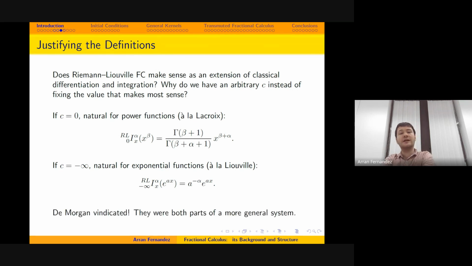And this means that De Morgan, in the end, was right, because Lacroix and Liouville were arguing with each other, but both of their definitions were parts of a more general system, which is what we now call Riemann-Liouville fractional calculus. It was not a collaboration between Riemann and Liouville. It came out actually later than both Riemann and Liouville, but somehow people call it Riemann-Liouville. That's another misnomer in this field. Anyway, this Riemann-Liouville fractional calculus includes both Lacroix's definition and Liouville's definition, and therefore we see why it's important to keep the constant c as arbitrary, instead of saying, here is one fixed choice of c. Well, different choices make sense in different contexts, according to, for example, whether you're interested in Taylor series or Fourier series, Laplace transforms or Fourier transforms, initial value problems or boundary value problems, and so on.